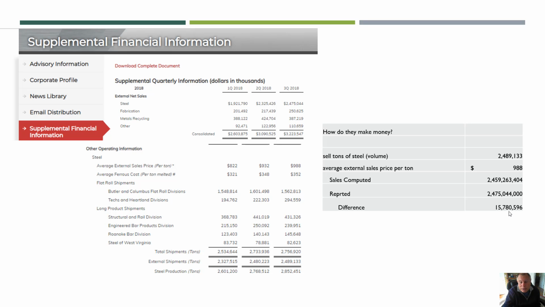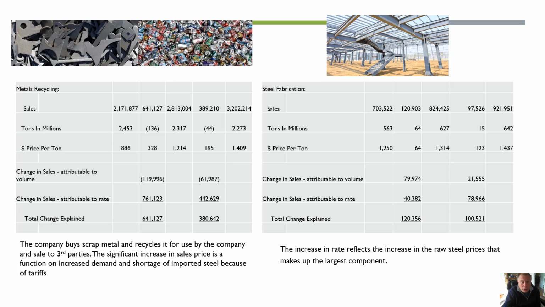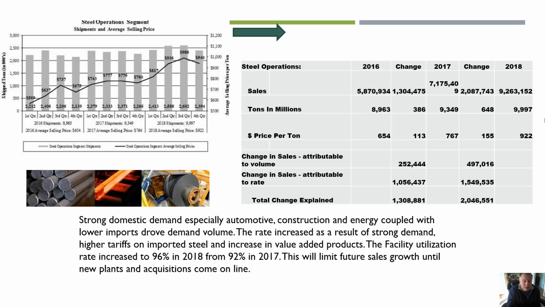There's a difference. I won't hit it all, but this gives me a basic sense of how they make money. So if we're looking at sales and how they make money, it's the number of tons of steel sold and how much they sell it for. I then was able to go down and look at it by business. And then I was able to do some computation, which you'll do in the next project, that breaks the change in sales down to an amount attributable to volume and attributable to rate. And I found a graph.